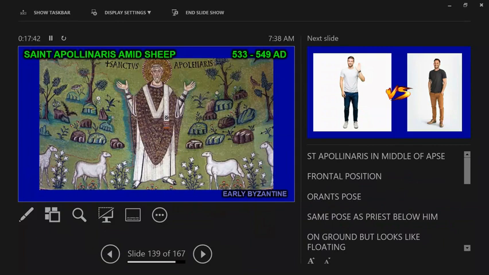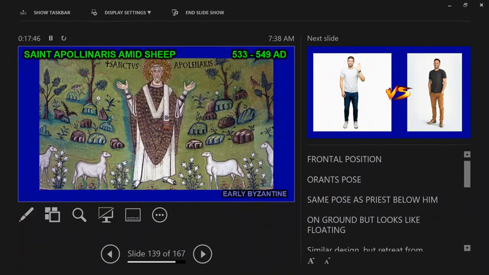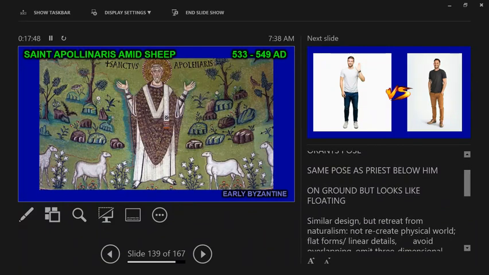He's in the middle of the apse. He has that frontal position, that orant pose, and it's the same pose as the priest below him. What that refers to is, as the service is done on Sundays, the priest will hold that same pose, and you can see the image of the saint above him doing the same thing.